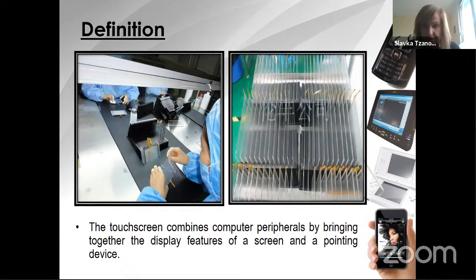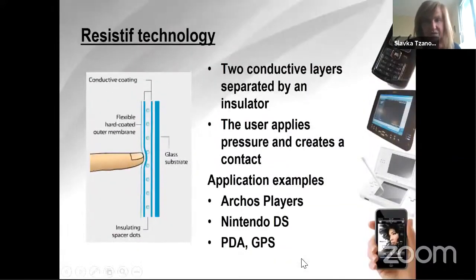You can see the touchscreen combines computer peripherals by bringing together the display features of a screen and a pointing device. You can see how they mount them on the left side, and the image on the right side shows how they look inside, what the construction is.